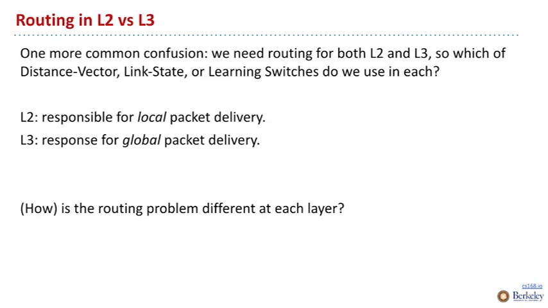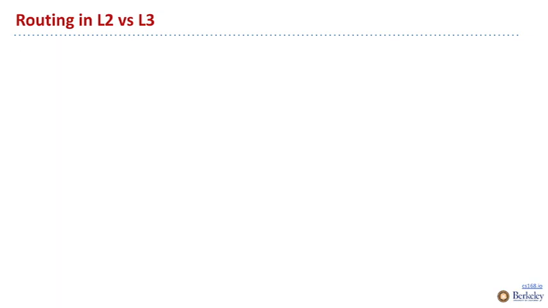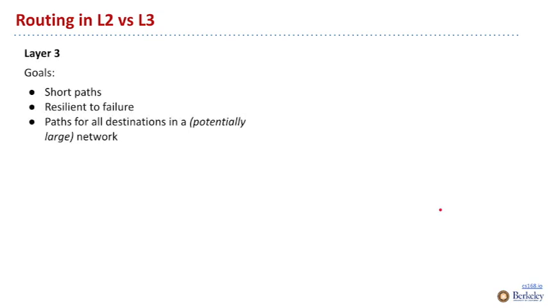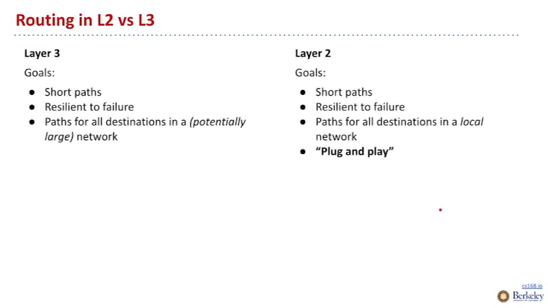Well, L2 is responsible for local packet delivery, and L3 is responsible for global packet delivery. And so the routing problem looks a little bit different in each of these domains. So how does it differ? Well, they both have the same kind of goal of a shortest path and to be resilient to failure. But L3 is a potentially very large network, whereas L2 focuses on all destinations in a smaller local network, and it's more plug and play, where people in your local network are going to bring devices, move devices, with minimal support.